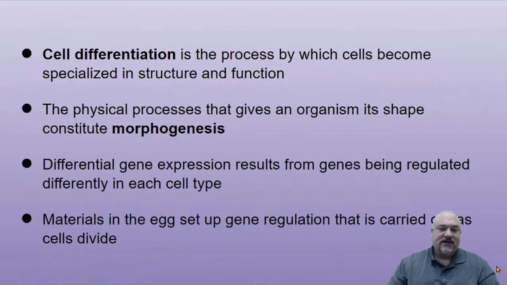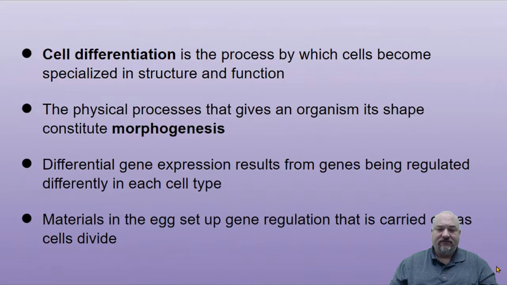Cell differentiation is the process by which cells become specialized in both structure and function, because those always go together. The physical processes that give rise to an organism's shape is what we call morphogenesis. Like I said, morphology is the study of that shape.